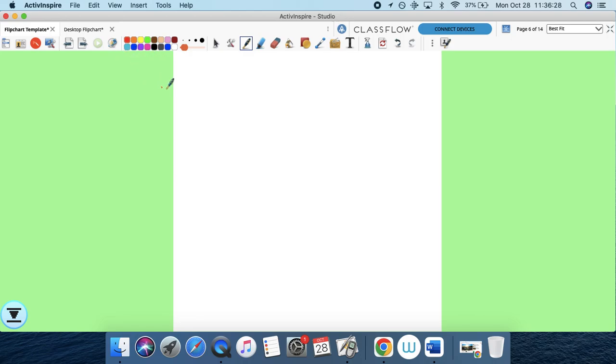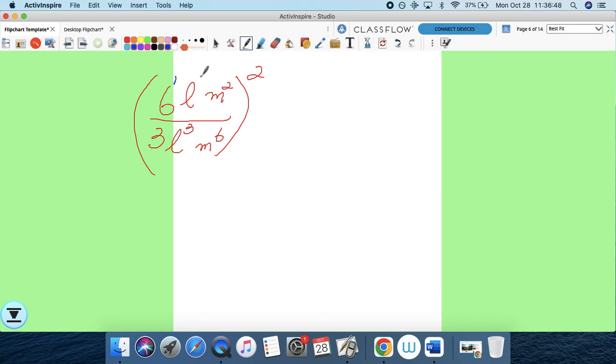Question 7 is 6, and that's an L, by the way. L m squared over 3, 3 L squared, L cubed m^6, all raised to the power of 2. So the first thing you should do is take a little 1 and put it on top of the 6, on top of the L, on top of the 3, because they have exponents.